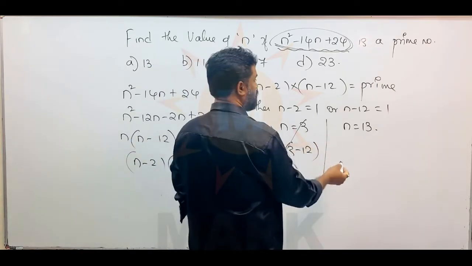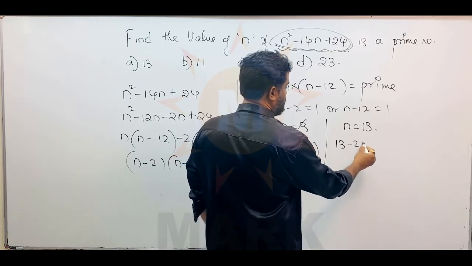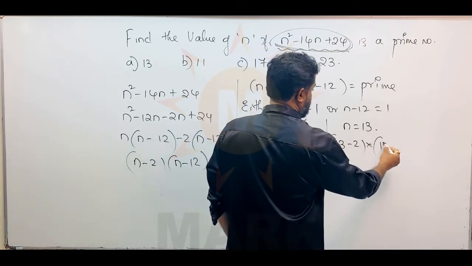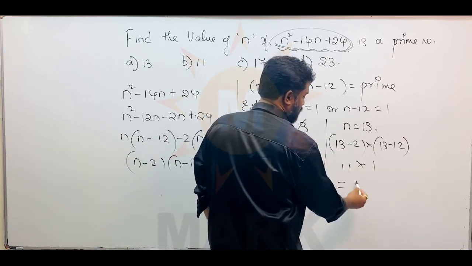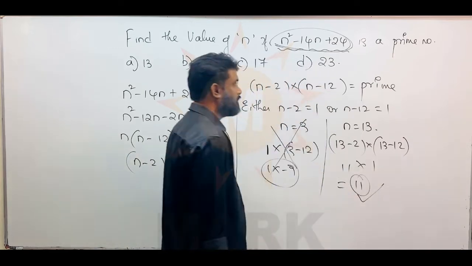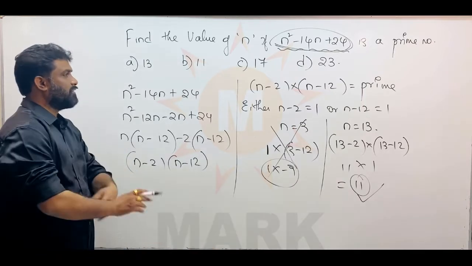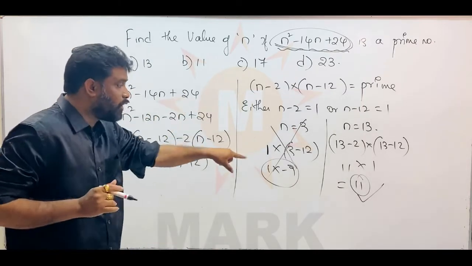So if n is equal to 13, we can take it like this, 13 minus 2 into 13 minus 12. So 11 into 1 is equal to 11. Yes, 11 is a prime number. 11 is a prime number which is there in the options.